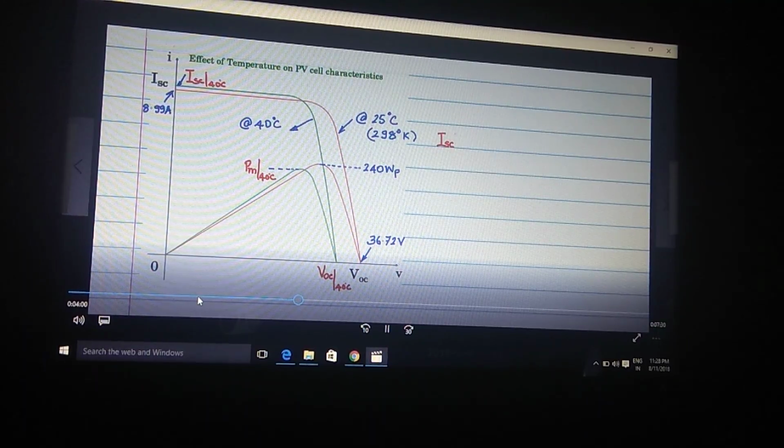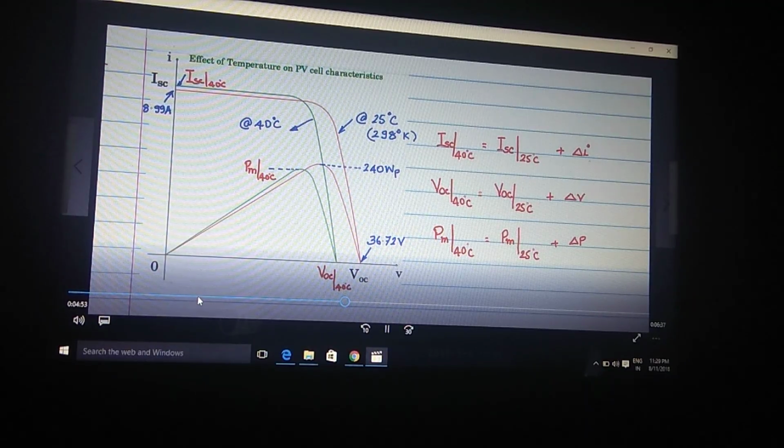ISC, the short circuit current at 40 degree centigrade, is equal to the short circuit current at the standard temperature of 25 degree centigrade plus delta I. Likewise, VOC at 40 degree centigrade is VOC at 25 degree centigrade plus a delta V. And the peak power at 40 degree centigrade is given by the peak power at the standard temperature of 25 degree centigrade plus a delta P. We need to find what the delta I, delta V, delta P values are using the data sheet temperature coefficient parameters.